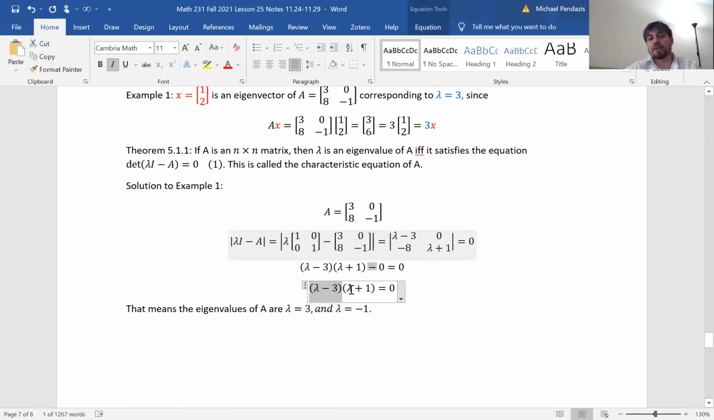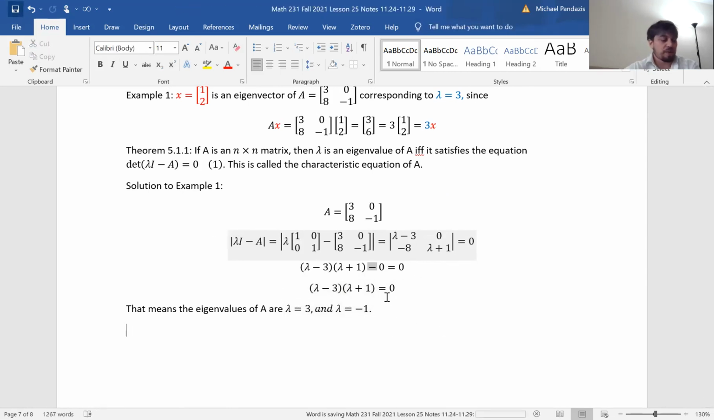Lambda equals 3 makes the first factor 0. Lambda equals minus 1 makes the second factor 0. Anything else would make neither factor 0. The product of two non-zeros is not 0. Okay, so these are the only two solutions to that equation. So those are the only 2 eigenvalues of that matrix A.